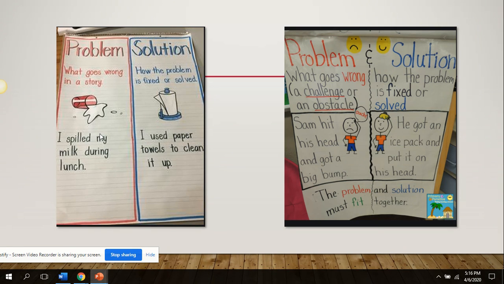In the first example, you can see, I spilled my milk during lunch. That's the problem, or what goes wrong in the story. The solution, or how the problem was fixed or solved, is I used paper towel to clean it up. The problem was spilt milk. The solution was the paper towel to clean it up.